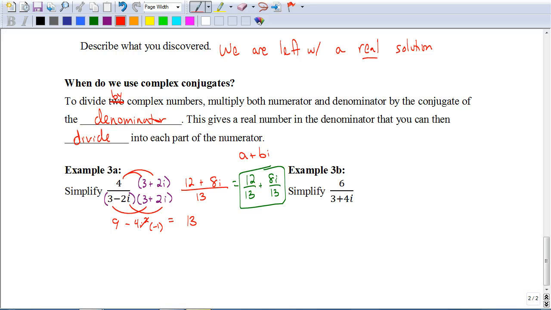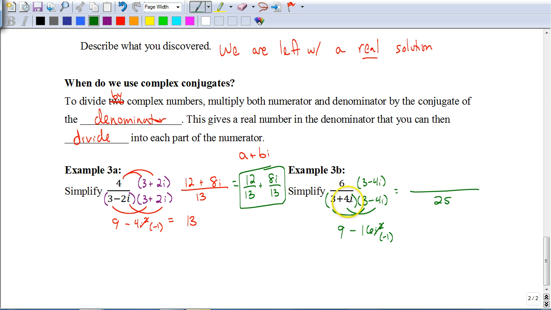Okay, so for this particular problem, the conjugate of 3 plus 4i is going to be 3 minus 4i. So we're going to multiply the numerator and the denominator by 3 minus 4i. Again, we're just multiplying the first and last terms here. So 3 times 3 would be 9. 4i times negative 4i would be negative 16i squared, which is the same as negative 1 times negative 16, so plus 16. So 9 plus 16 would be 25.